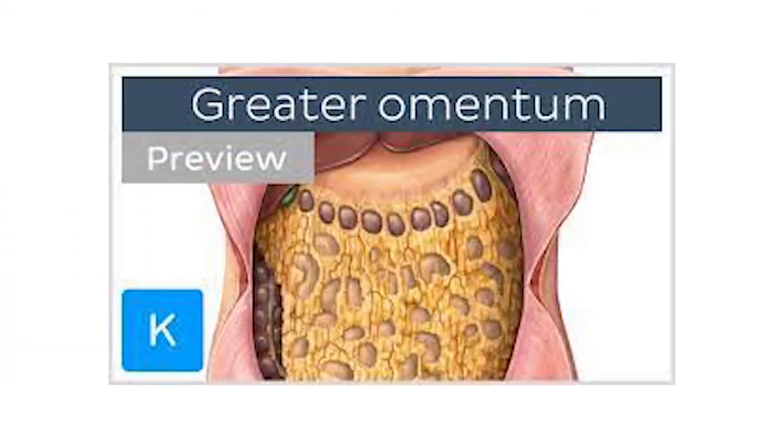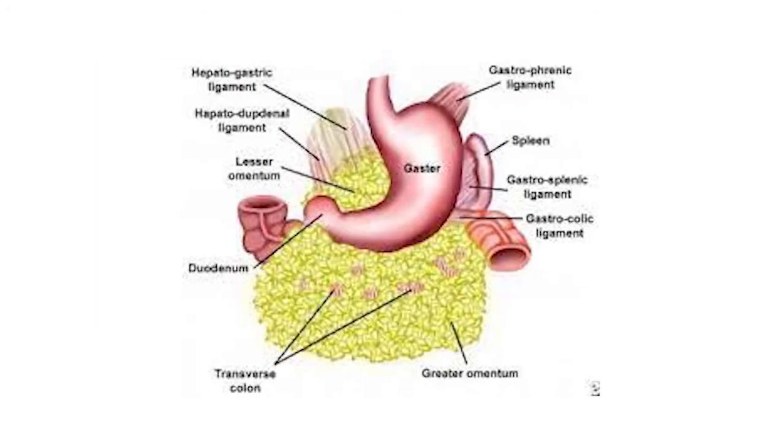Here is a good anatomical picture showing the greater omentum. Another picture shows the stomach, the hepatogastric ligament, hepatoduodenal ligament, lesser omentum, transverse colon, greater omentum, gastrosplenic ligament, and spleen. The gastrocolic ligament is clearly seen in this image.